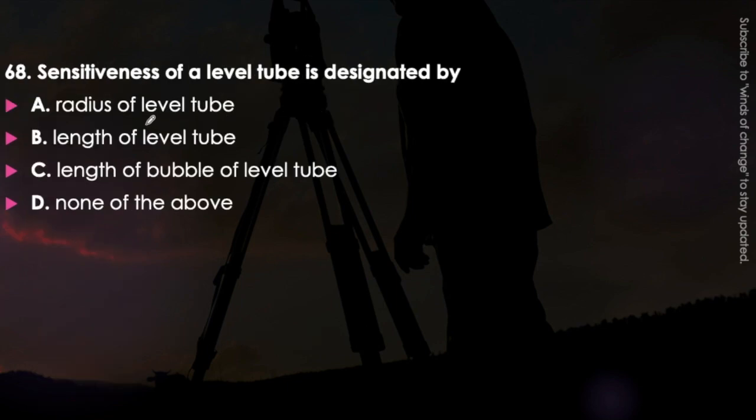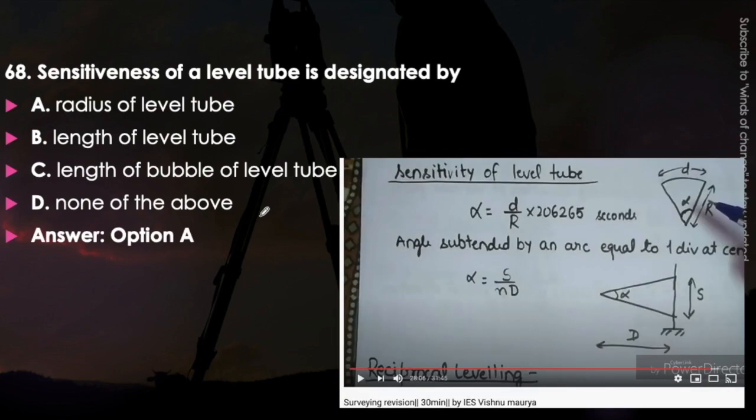Next question. Sensitiveness of a level tube is designated by radius of the level tube, length of the level tube, length of the bubble of the level tube, or none of the above. Just think about it. In the formula of the sensitivity of bubble tube, what comes into the picture? It will be option A, that is radius of the level tube. You can see here that in the formula for sensitivity of level tube, alpha value equals d upon R, where R is the radius of the level tube. So it will be in seconds, into 206265 is multiplied to convert it into seconds.